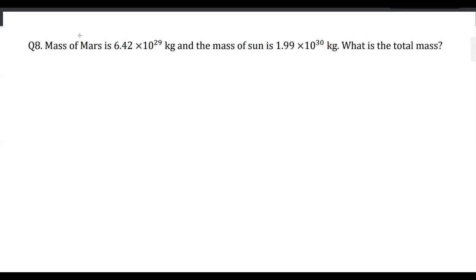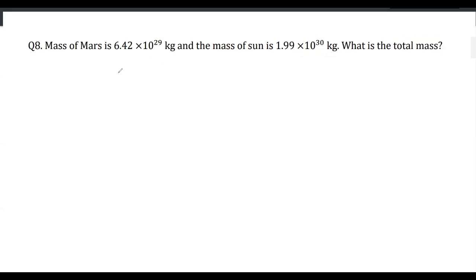In the next question, we are given the mass of the planet Mars. So what we can see is that the mass of the planet Mars is given and that of the Sun is given, and we have to find the total mass of these. Now, the first thing that we can observe is that we have different powers, right? So we can make it the same power. There are two possibilities. Either you can convert this as 10 raised to the power 30, or you convert this as 10 raised to the power 29. Let's say I go by converting this to 10 raised to the power 30.